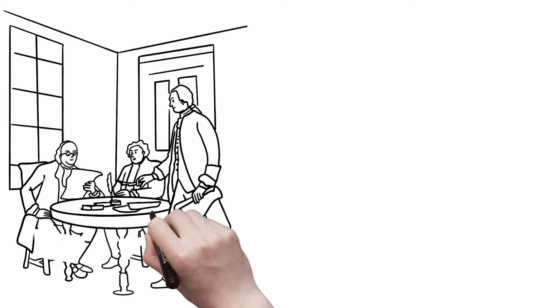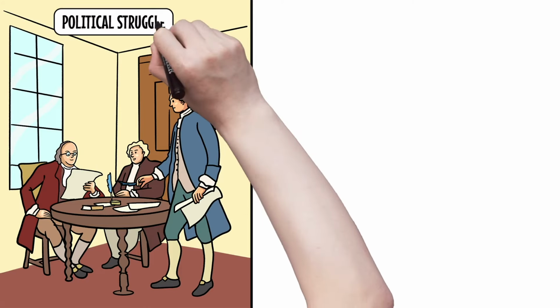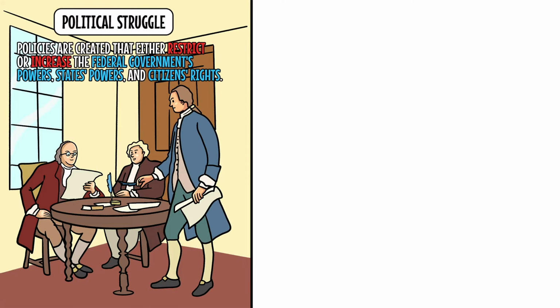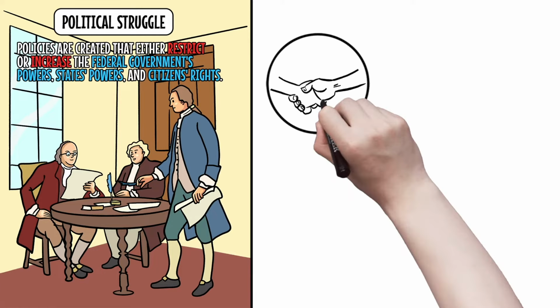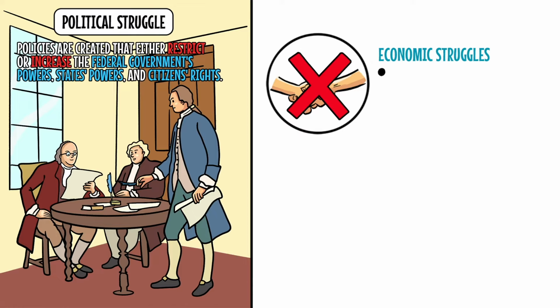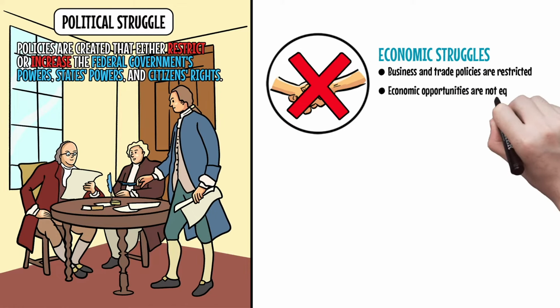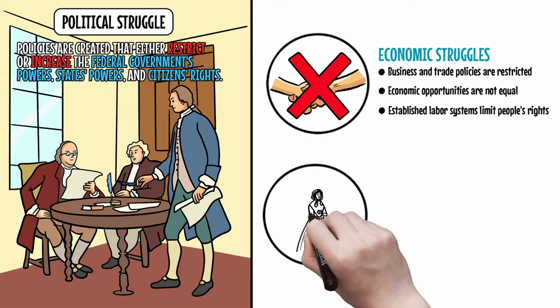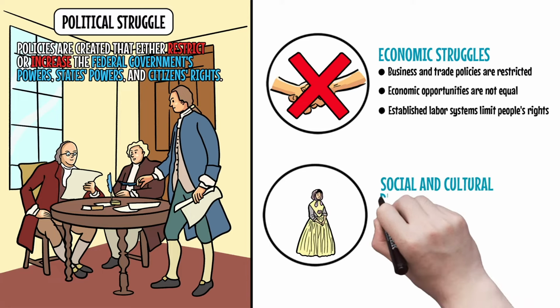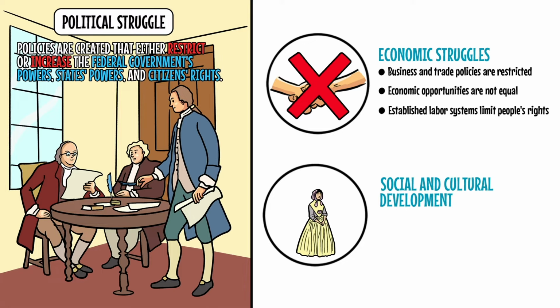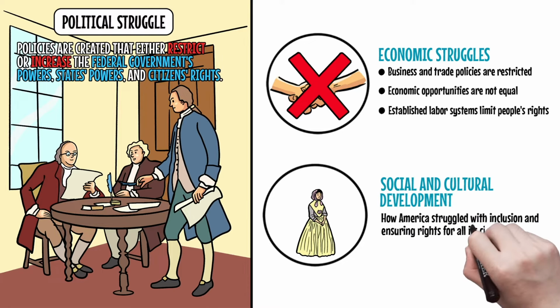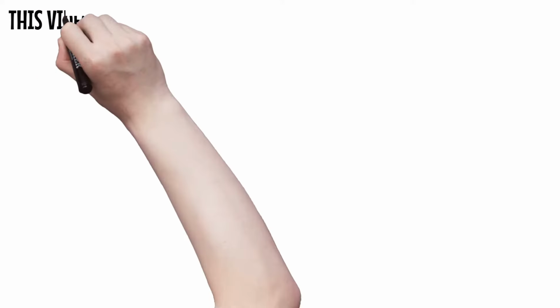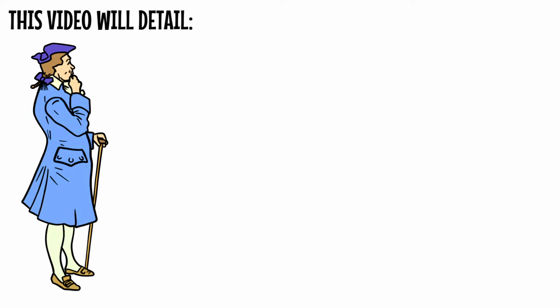An example of political struggle is when policies are created that either restrict or increase the federal government's powers, states' powers, and citizens' rights. Economic struggles include when business and trade policies are restricted, economic opportunities are not equal, or established labor systems limit people's rights. Lastly, we'll be looking at social and cultural development, or how America struggled with inclusion and ensuring rights for all its citizens. This video will detail Section 1.